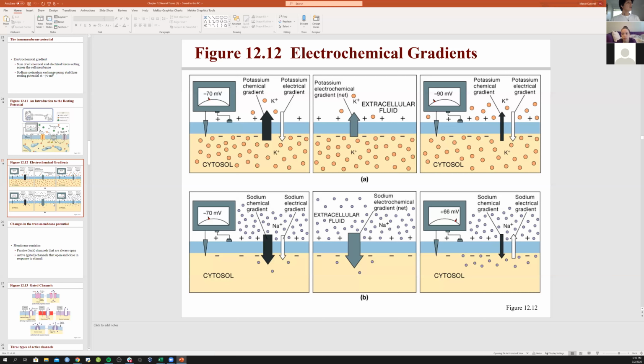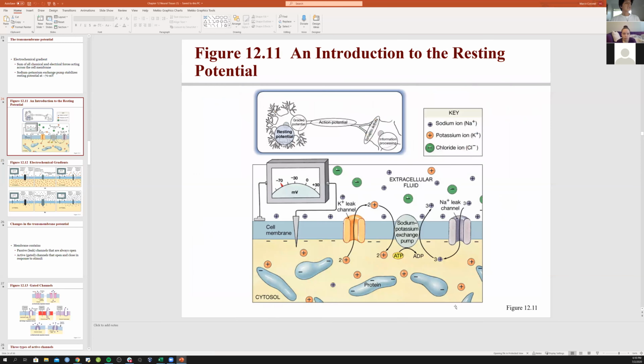We saw that usually the cell is at negative 70 millivolts, meaning that the interior of the cell is going to be more negative than the exterior. Negative 70 millivolts, more negative than the exterior.